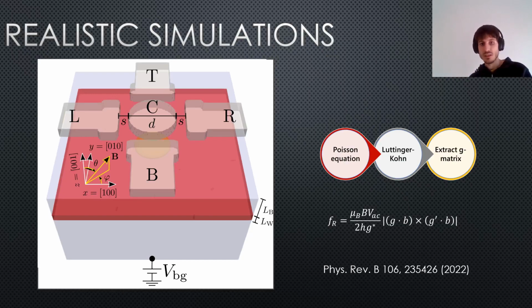So for this, we design our device like this, and we solve the Poisson equation to get the electrostatics. We get the convoluting Hamiltonian for the hole, and we extract the G matrix as a function of the gate voltages of the different gates, so we can use the G matrix formalism to extract Rabi frequencies.